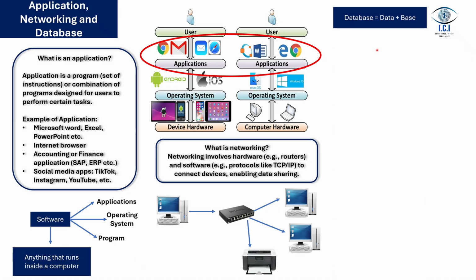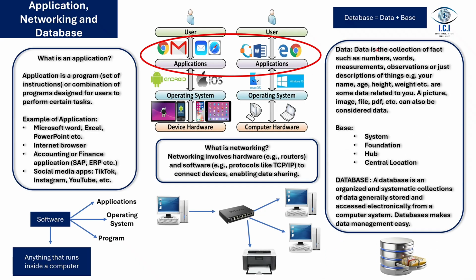So the next is database. We want to know what database is. From the name database, we can split it into two: we have data and we have base. Now, what is data? Data is the collection of facts, such as numbers, words, measurements, observations, or just descriptions of things.